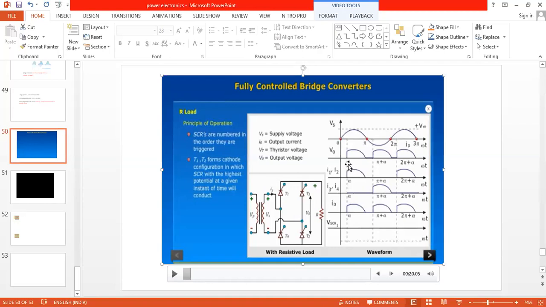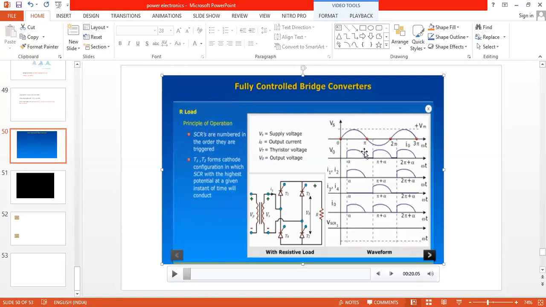At omega t is equal to alpha, firing pulses are given to SCRs T1 and T2. Now at omega t is equal to alpha, SCRs T1 and T2 are on. When SCRs are on, they transfer the input energy to output. Current flows through the SCR and the load. So the current waveform also follows the output voltage waveform.